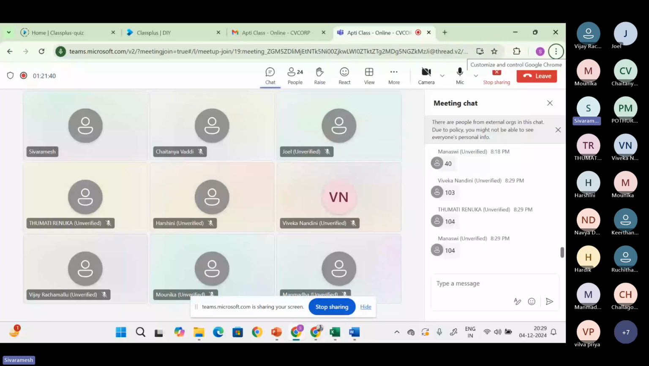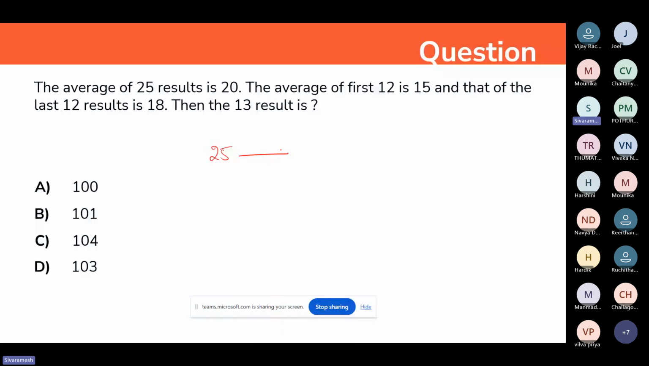Yes, very good. So if you observe, total 25, right? 25 results average is 20 means all 25 we can take as results or students, whatever it is. 25 students average is 20 means each student is having 20 chocolates each. Okay, 20, 20, 20. Everybody in the class, all 25 students, are having 20 chocolates each. Now, the first 12 students average is only 15. How much got decreased? 5 got decreased.